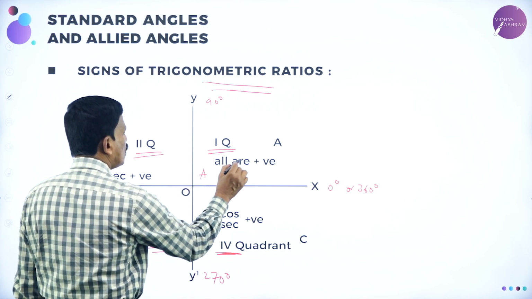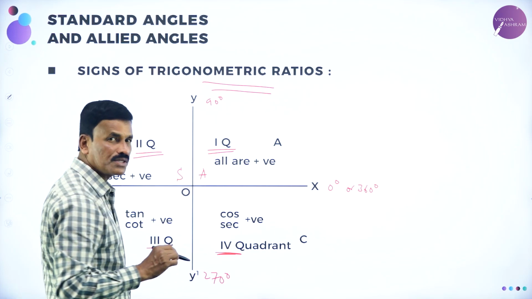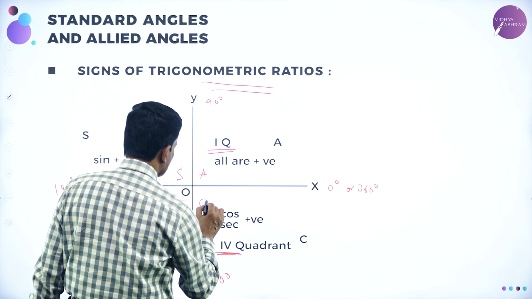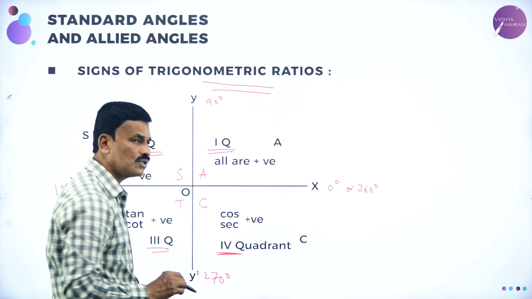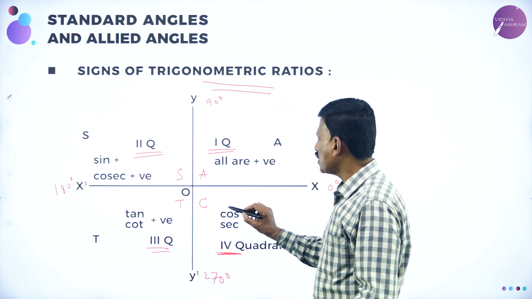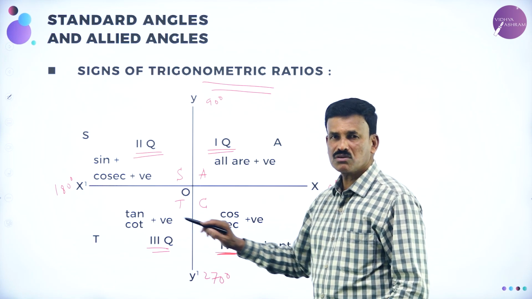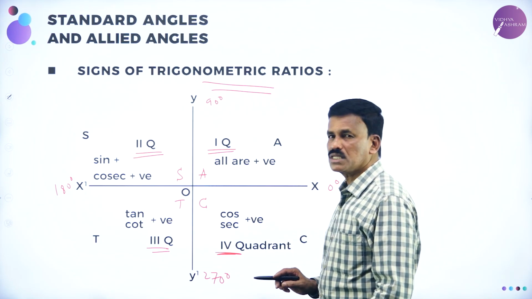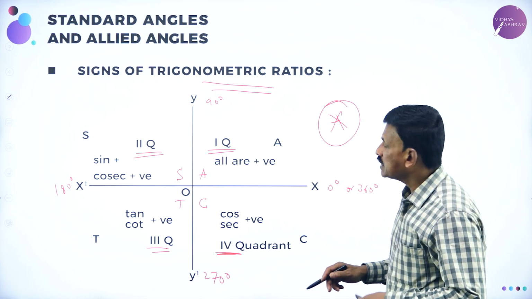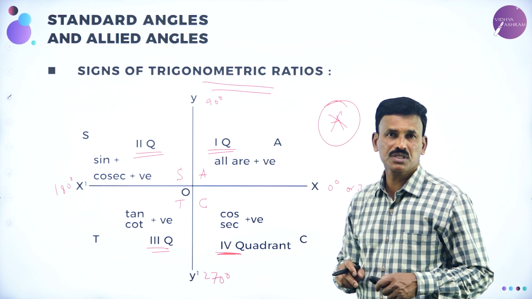In the first quadrant, all trigonometrical ratios are positive. In the second quadrant, sine theta and cosecant theta are positive. Whereas in the third quadrant, tan theta and cot theta are positive. Whereas in the fourth quadrant, cos theta and secant theta are positive. So, ASTC: all are positive, sine is positive, tan is positive, cos is positive. Sine positive means the reciprocal cosecant is also positive. Tan is positive means cot is also positive. Cos is positive means secant is also positive. So, this is a very important table for writing the allied angles. This is called the signs of trigonometrical ratios. That's it. Hope you followed.